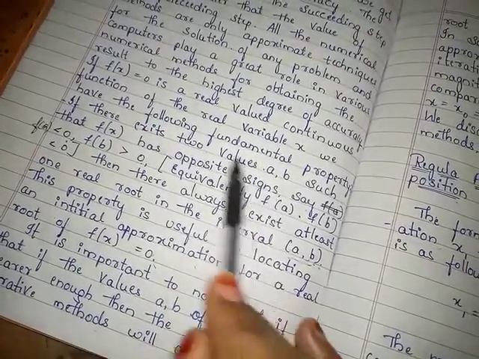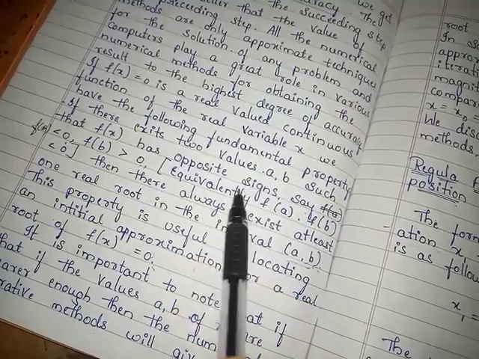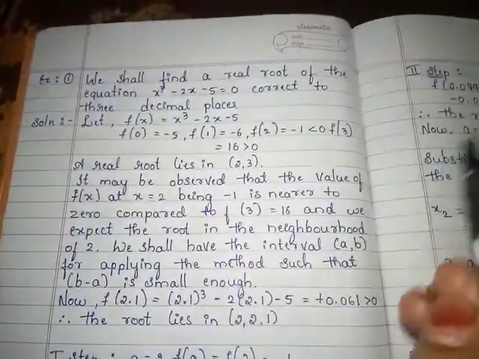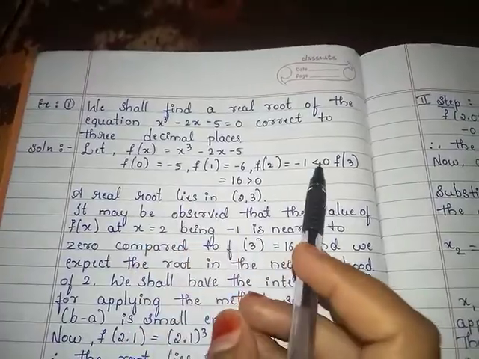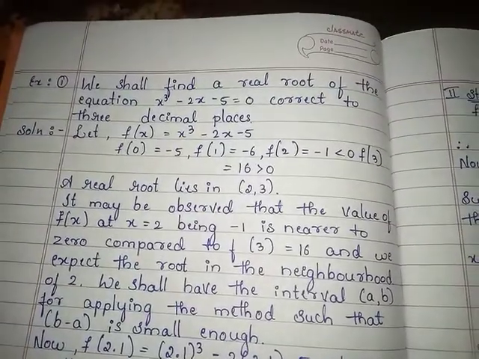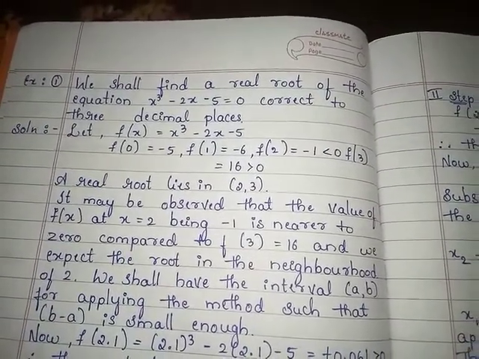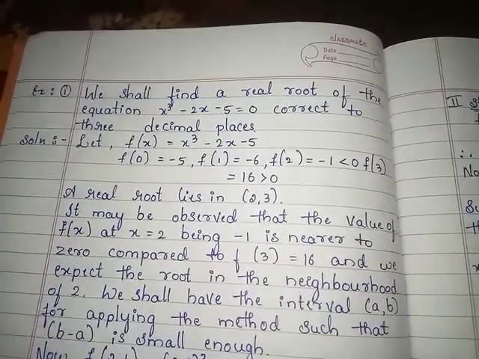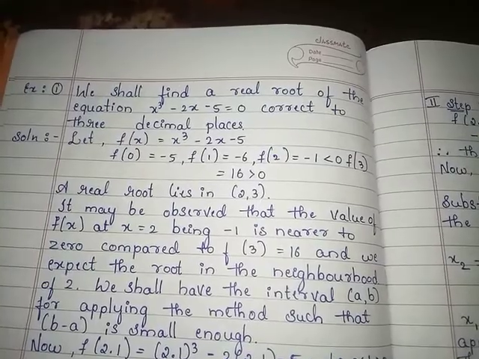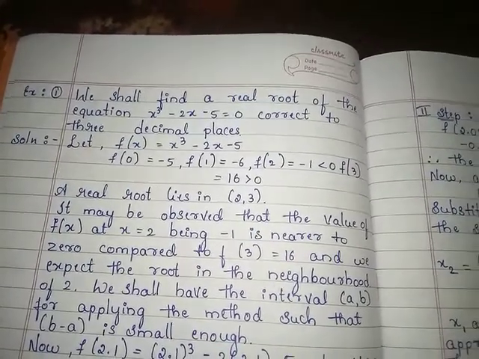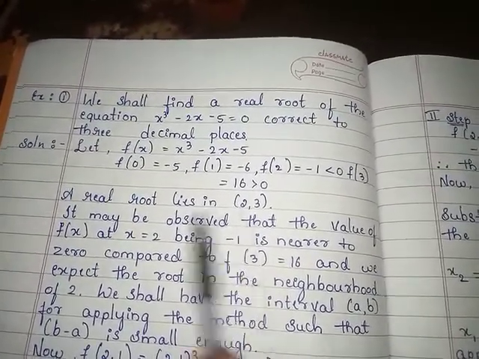According to this fundamental property, we have to find the values of a and b. To find them, we use the trial and error method. It means we substitute some values to see what the value of a and the value of b are. Start with 0.